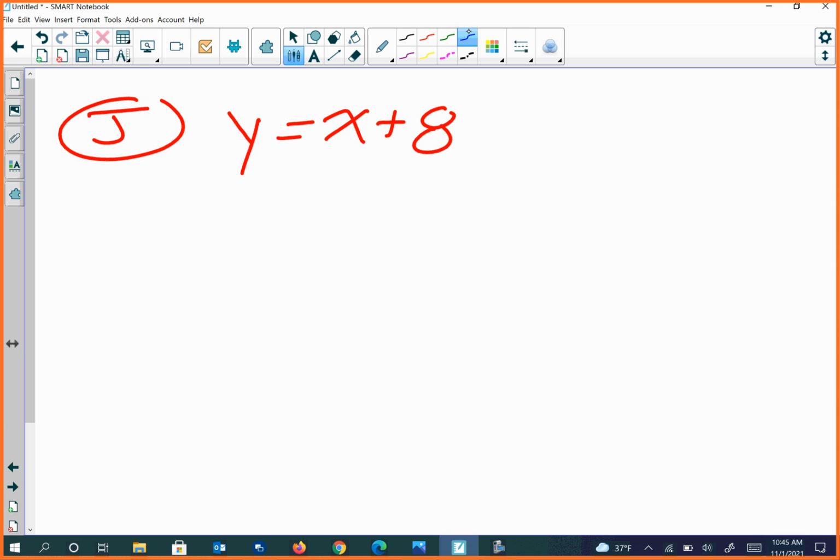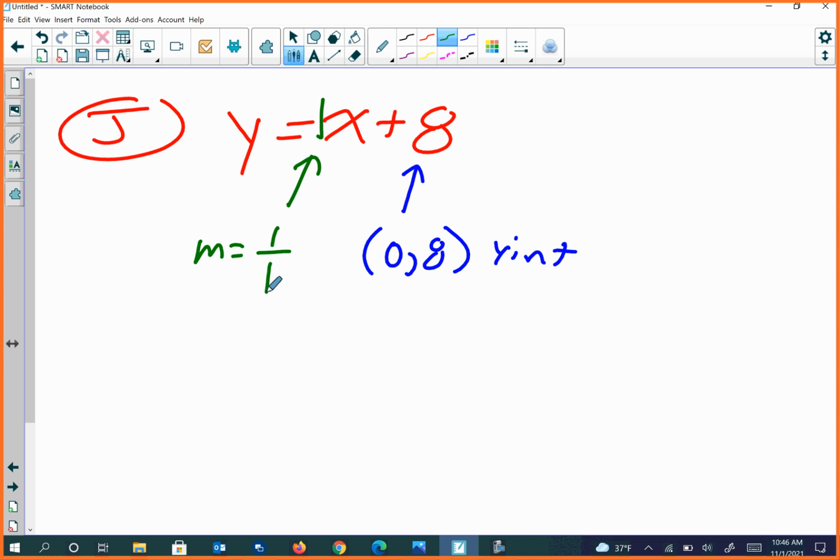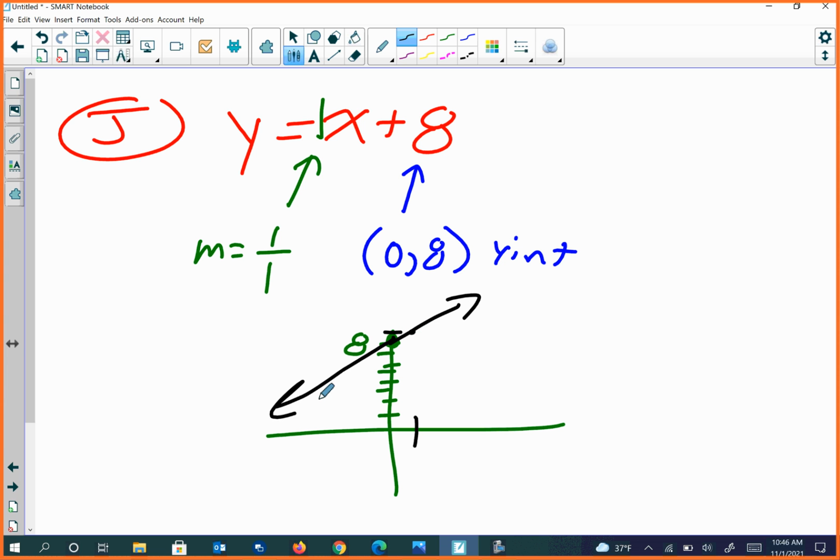Okay, question number 1. Are x and y on the same side of the equal sign? No. Question 2. Can I find the slope and the y-intercept? Yes. This is the y-intercept, so it's going to be 0, 8. I could put a 1 out in front of there, so my slope is going to be 1 over 1. So again, if I had graphed this, I could go up 1, right 1. That's the ins and the outs of this.